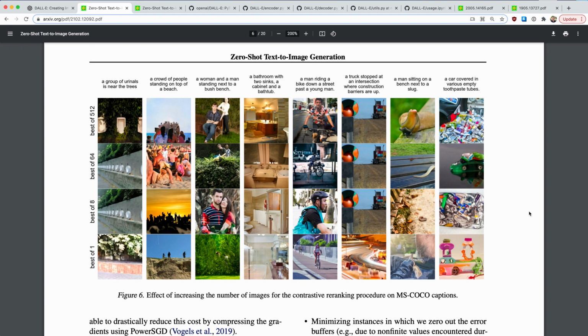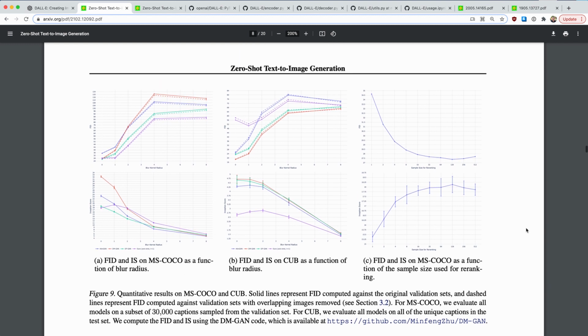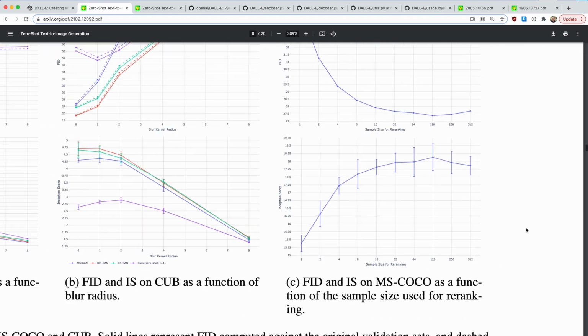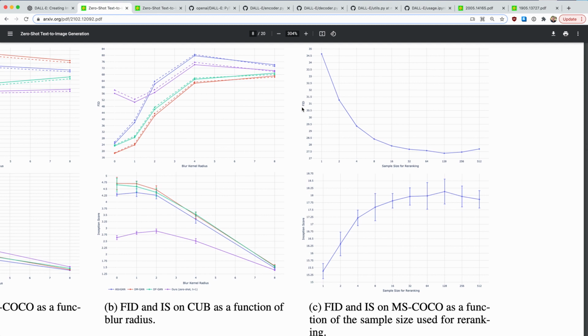We actually do have plots in figure 9C that show, as a function of the sample size for re-ranking, what happens to the FID scores, for example, and the inception scores, which are the two metrics for probing the visual quality or fidelity of these images. And these are basically like perceptual losses, FIDs at least. And so we see that we get better performance in terms of the FID metric until what looks like n equals 128 or 256. And then we actually slightly go up.